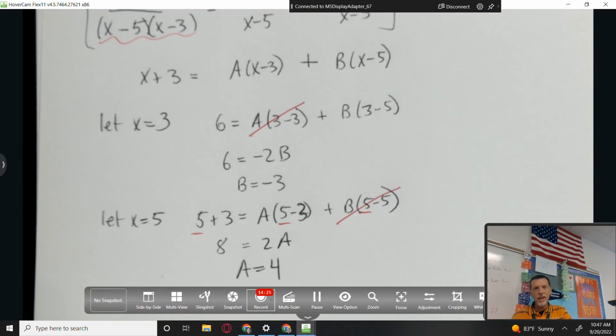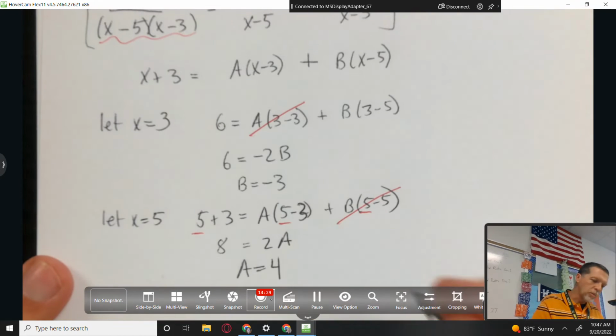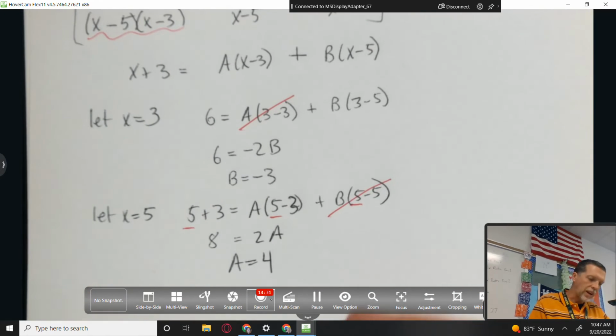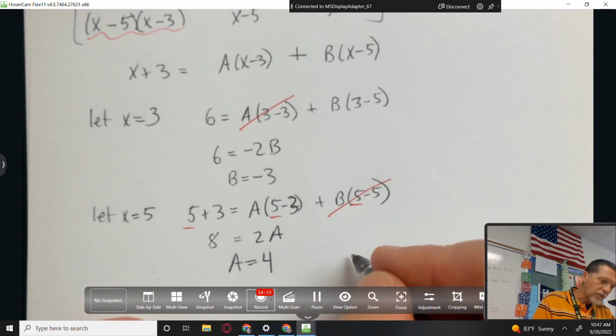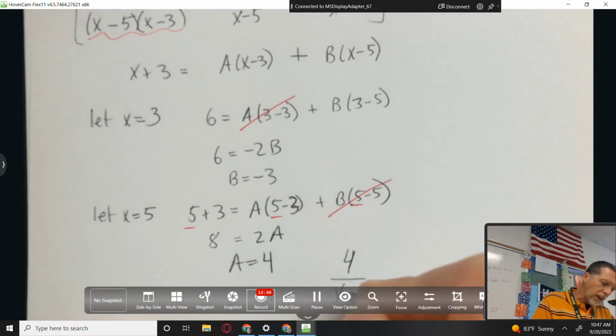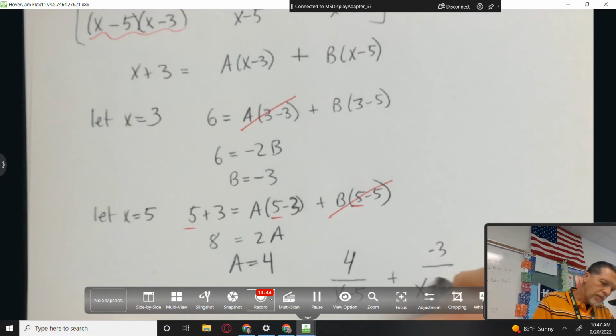So I found a and b, but I'm not really done until I write the original problem. You know, like Jeopardy, you got to answer the question in the form of a question. So 4 over x minus 5 plus negative 3 over x minus 3.